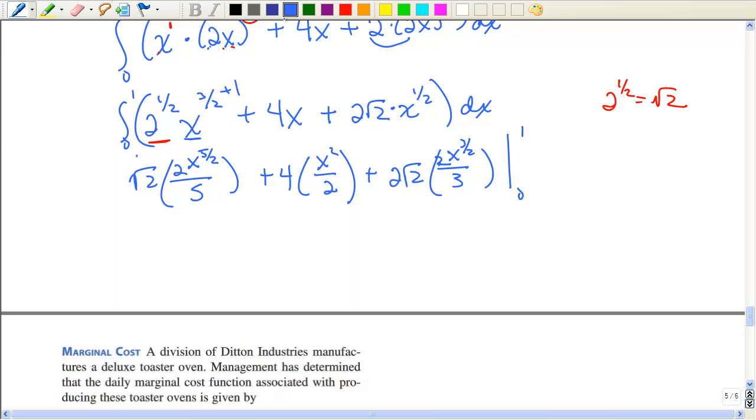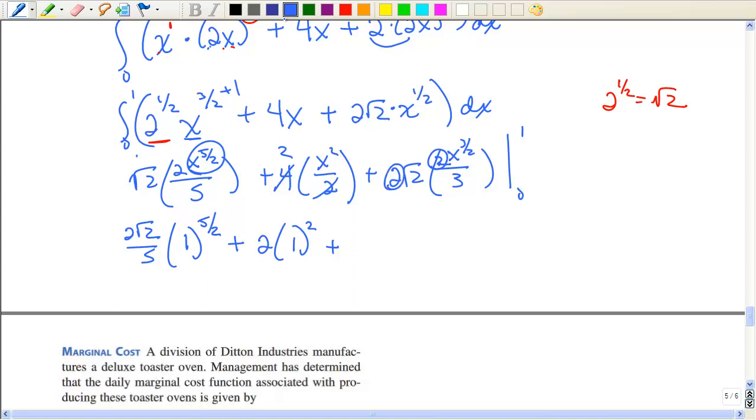Thank goodness we have a 0 as a lower limit. Alright, so let's see. We've got 2 square roots of 2/5. Those are all the constants. Then I've got x to the 5/2 power. So that's 1 to the 5/2 power. Okay, then that's going to reduce. So that's 2. Then that's 1 squared. So I've got this 2 and that 2. So I've got 4 square roots of 2 over 3.